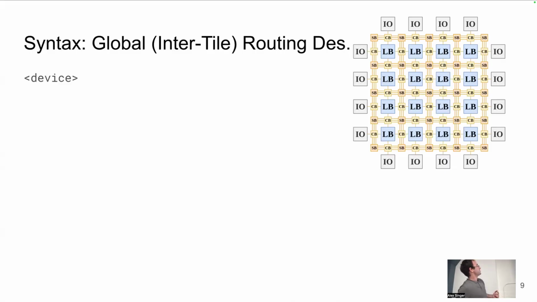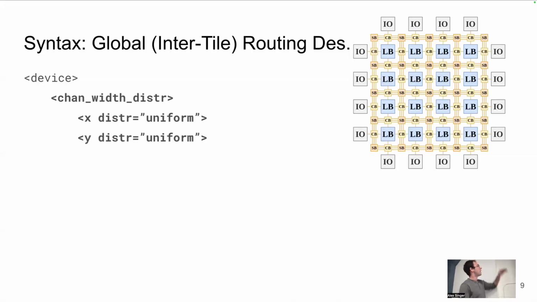So we're going to start with the device tag, which I think is a terrible name. The device tag describes some general aspects of the device that won't be changing. So we have our channel width distribution. This is going to tell us, for each of these channels in the X and Y dimension, how are they distributed? Now, for most people doing their FPGA architecture descriptions, they're probably going to use a uniform distribution. That means the channel width in the X dimension is always the same vertically up and down, and in the Y we're going to do the same.